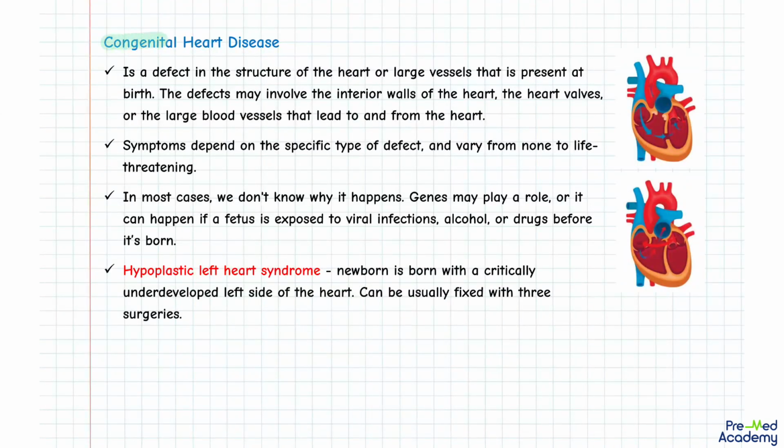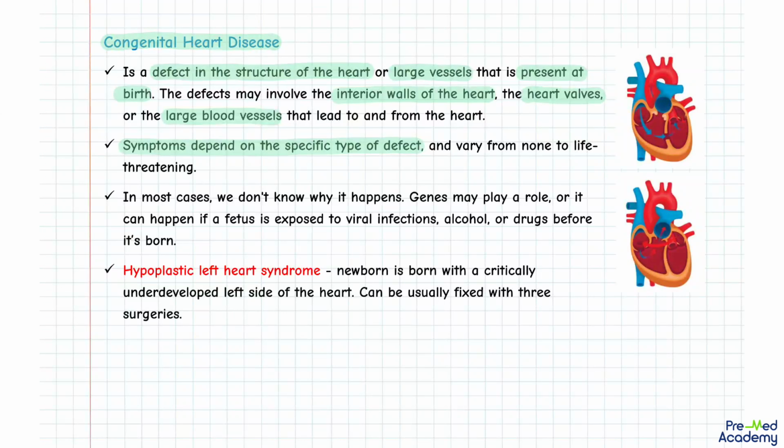Congenital heart disease is a defect in the structure of the heart or the large vessels that is present at birth. There are quite a few types of such defects, which may involve the interior walls of the heart, valves, or the large blood vessels that lead to and from the heart. The symptoms depend on the specific type of defect, and vary greatly, from no symptoms at all, to life-threatening symptoms.